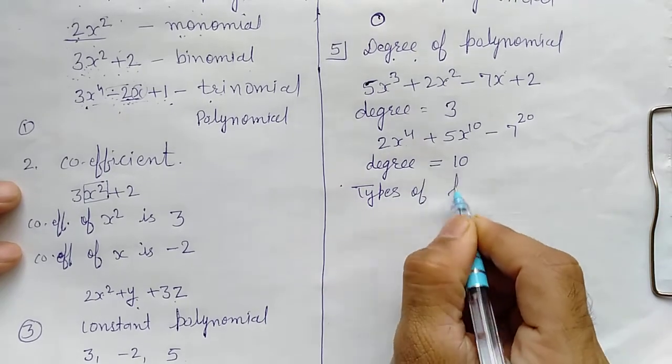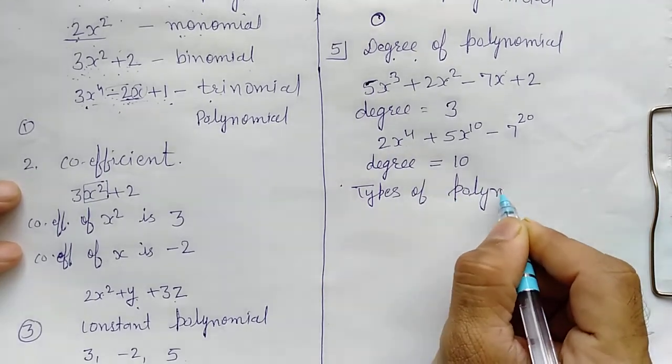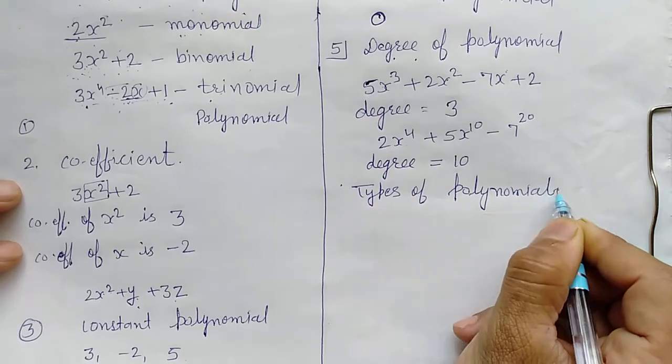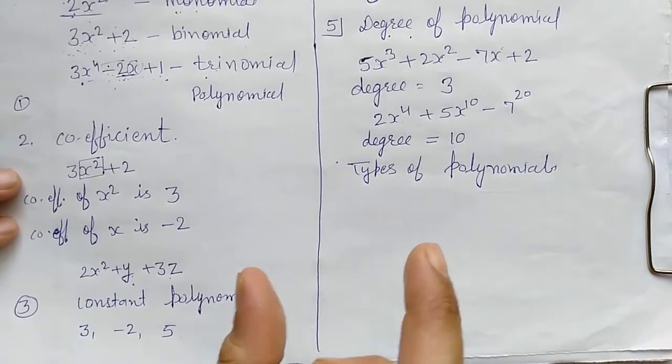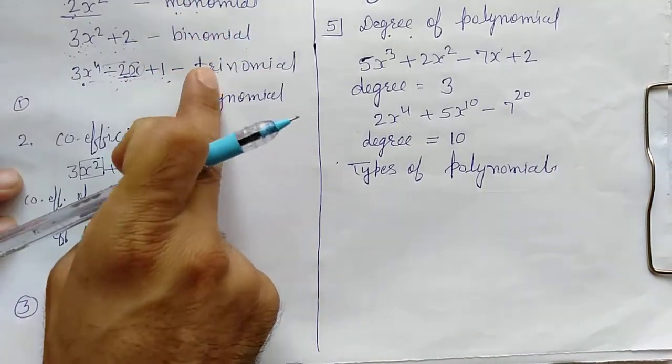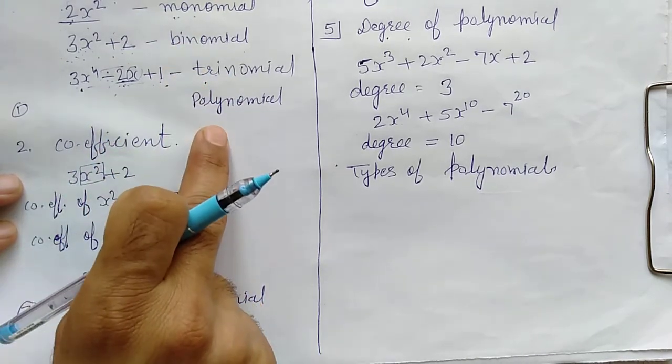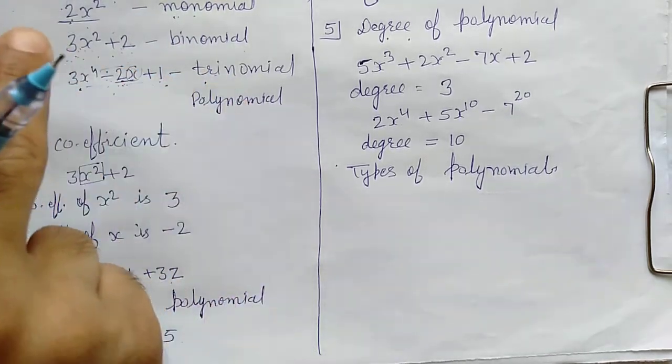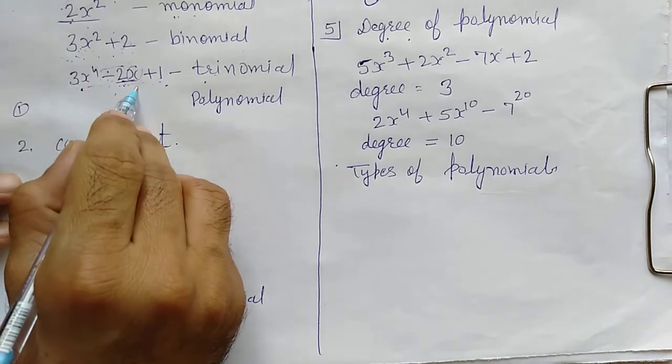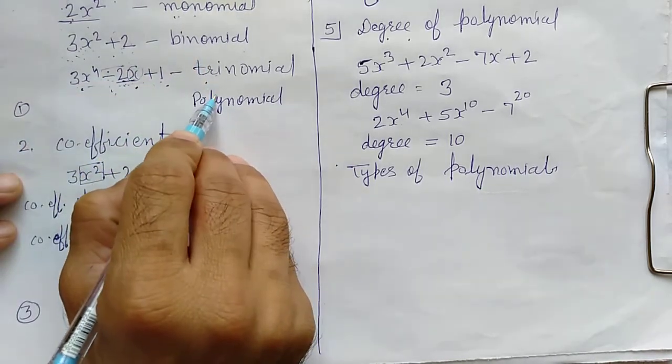Types of polynomials. Here also, these are types of polynomial: monomial, binomial, trinomial. They are on the basis of the number of terms. How many terms are there? According to that we are giving the name.